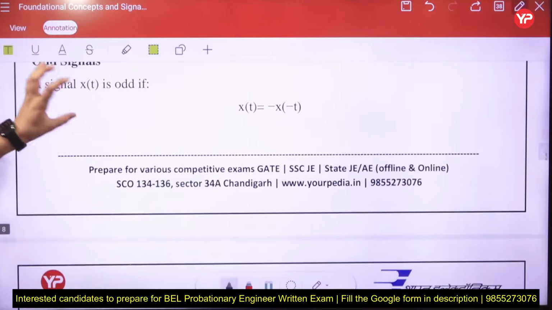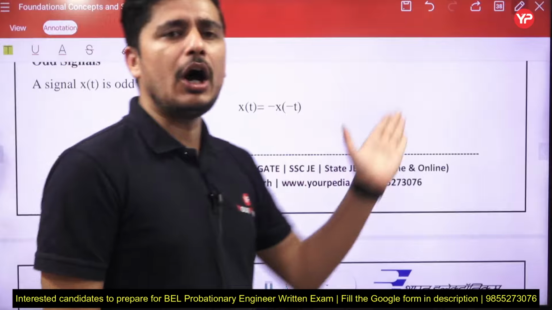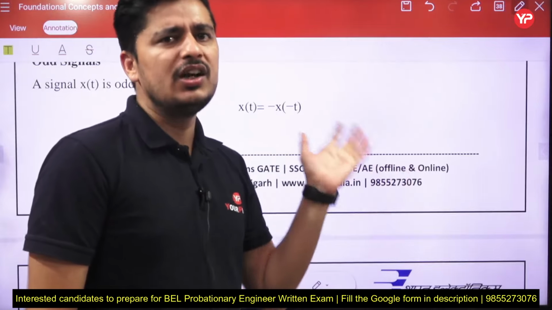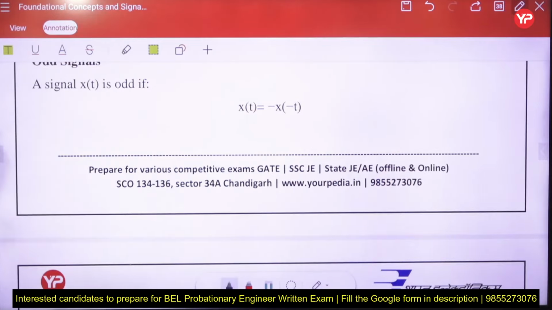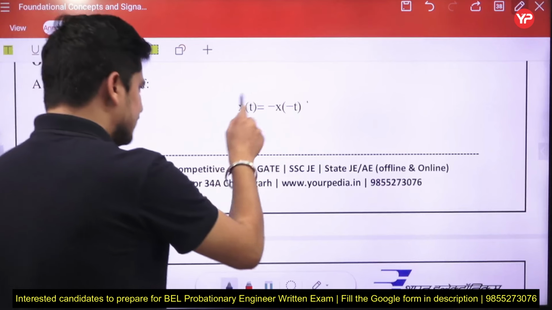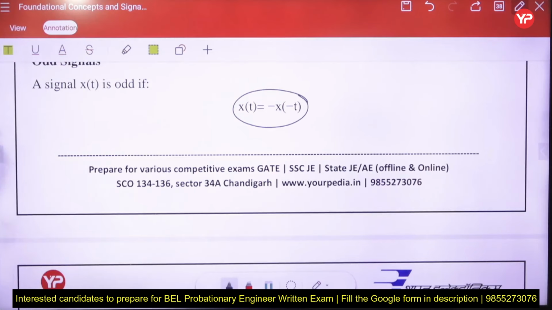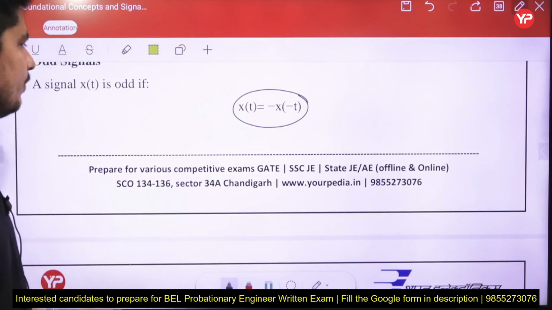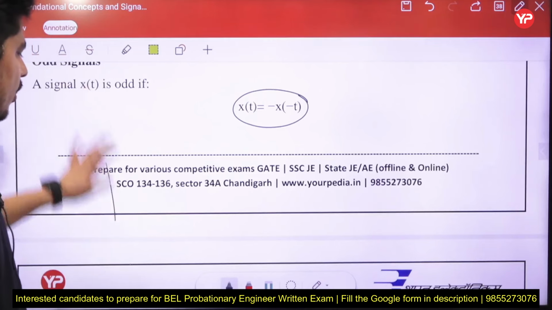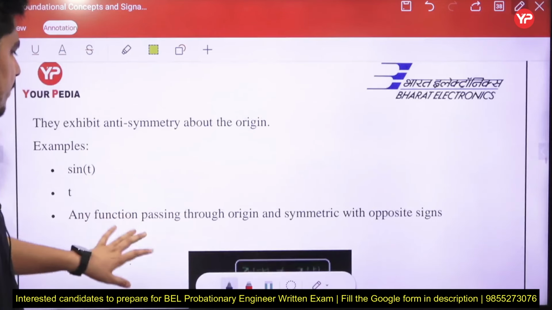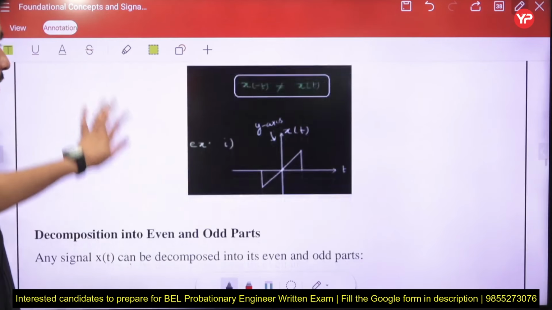Odd signal: whenever your signal is symmetrical in opposite quadrants, either the first and third or the second and fourth quadrants, then that will be an odd signal. And if the signal satisfies this property, x(t) equals minus x(minus t), then it will be an odd signal, right? These are examples of odd signals. You can see that is an example of an odd signal.